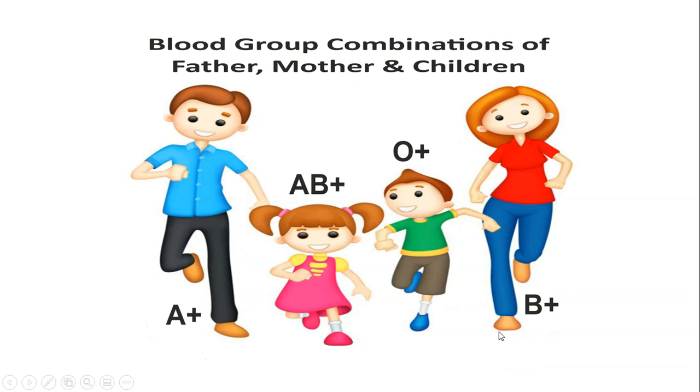Or in another case, this might be the situation. Father's blood group is A positive, mother's blood group is B positive. Then the son's blood group may be O positive and the daughter's blood group may be AB positive.